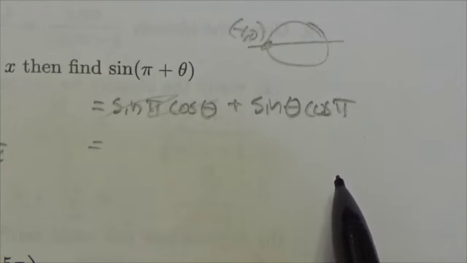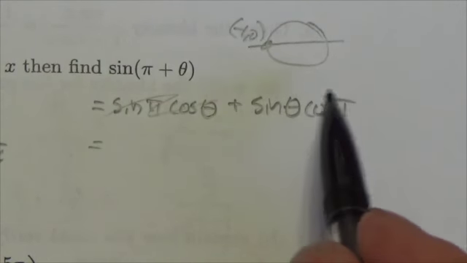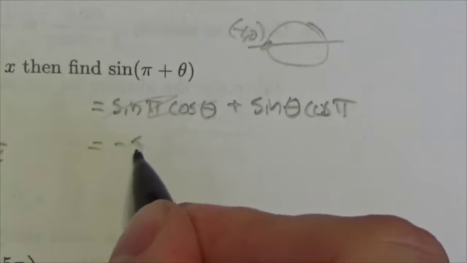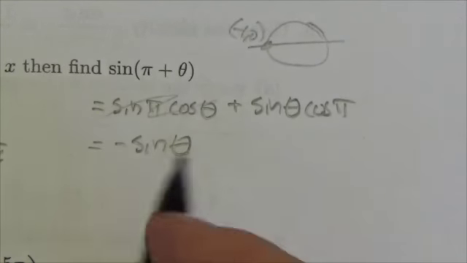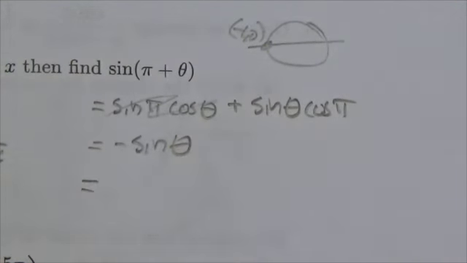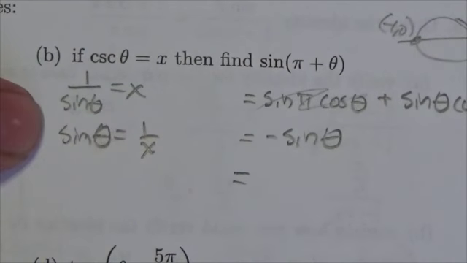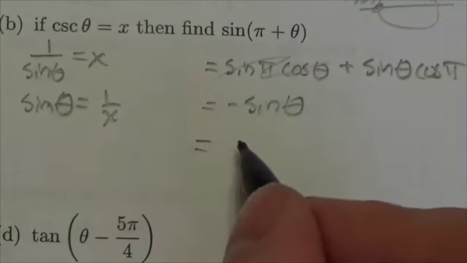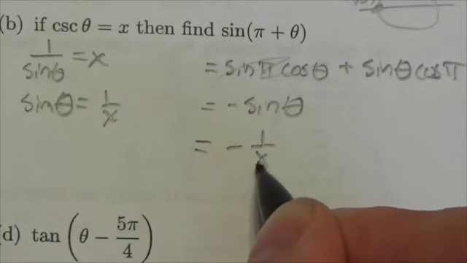The cosine of pi is going to be negative 1. And so this is going to end up being negative sine of theta. But we can go one step further because we know that the sine of theta is equal to 1 over x. And so my answer here must be negative 1 over x.